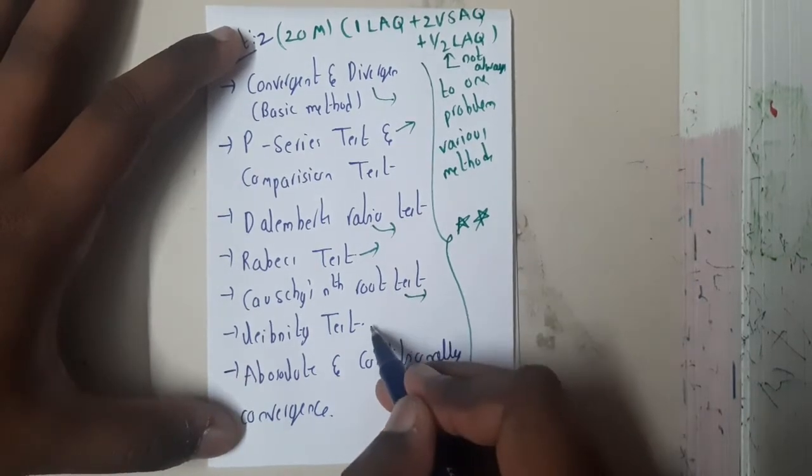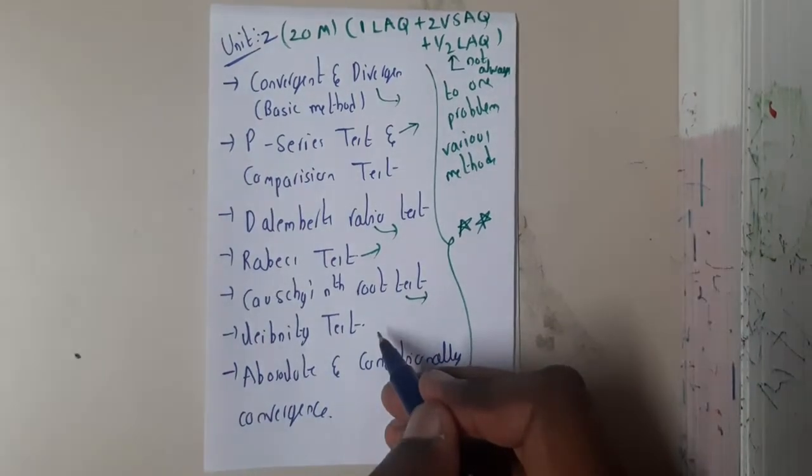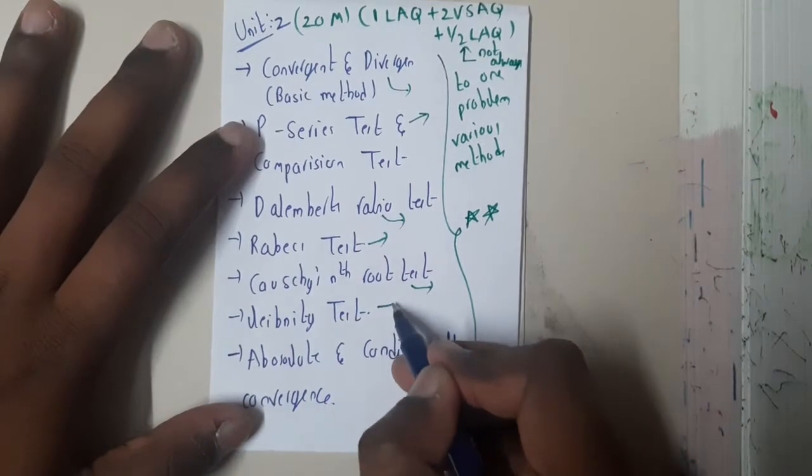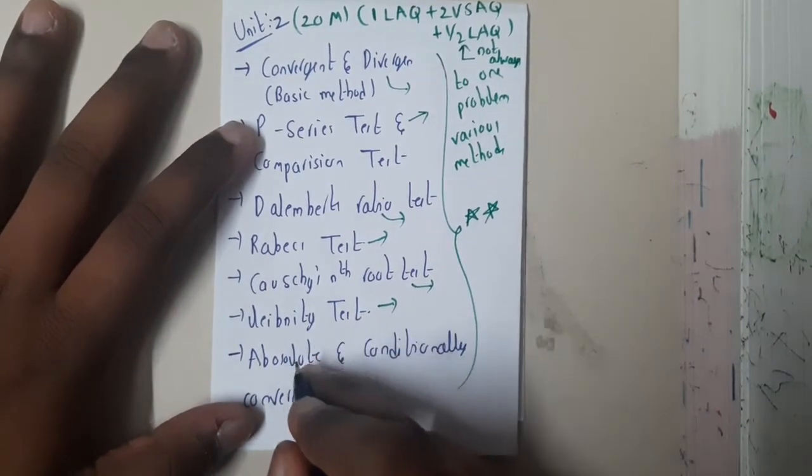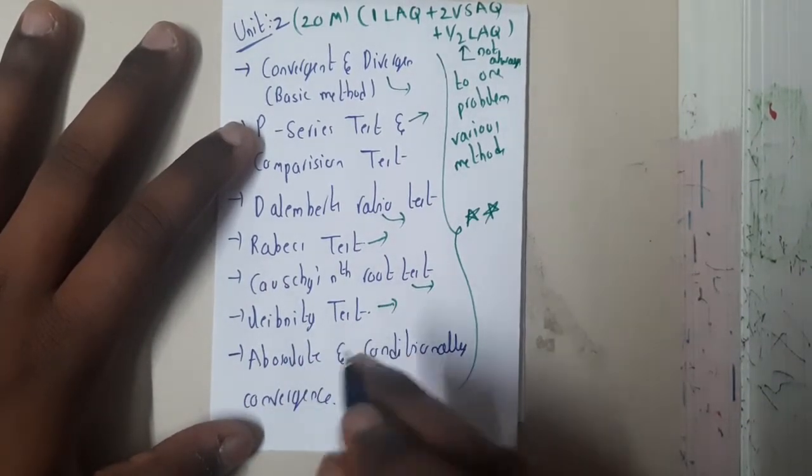If this is an alternating series, you will be using this. If you want to check absolute or conditional convergence, you will be using the normal method.